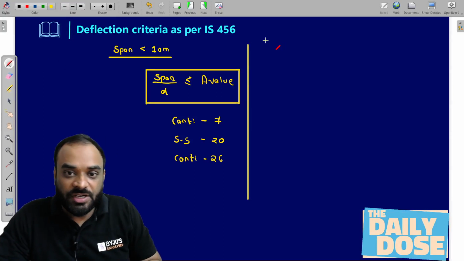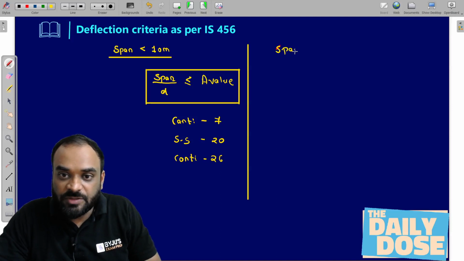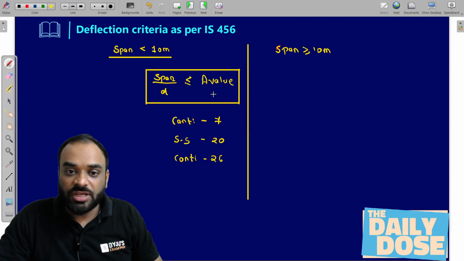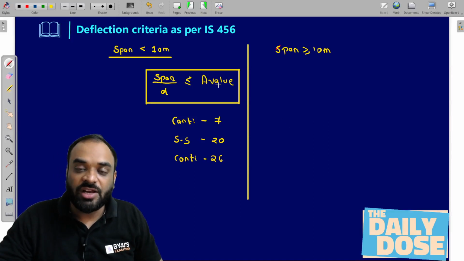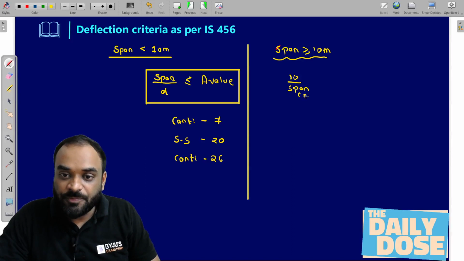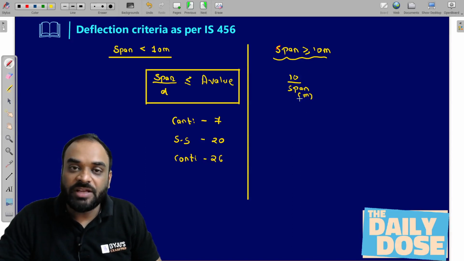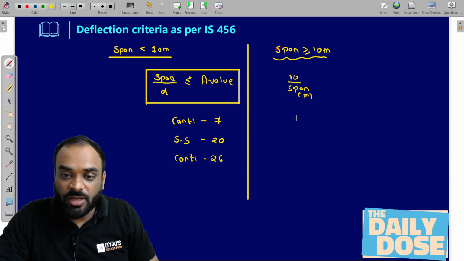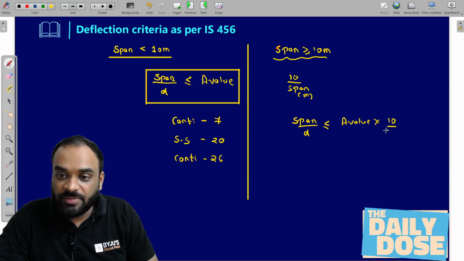Now let us suppose, guys, if I change the span and our span value is greater than or equal to 10 meter, then in such a condition our A value will get modified. The modification factor which we need to apply here is 10 by span value, where the span should be in meter. You need to multiply the A value by this parameter. So our formula becomes: span by D is less than or equal to A value multiplied by 10 by span.